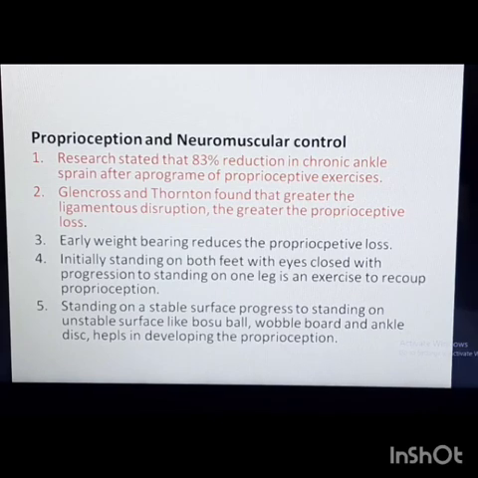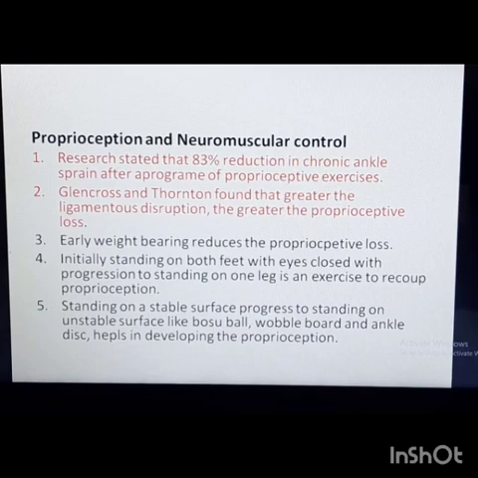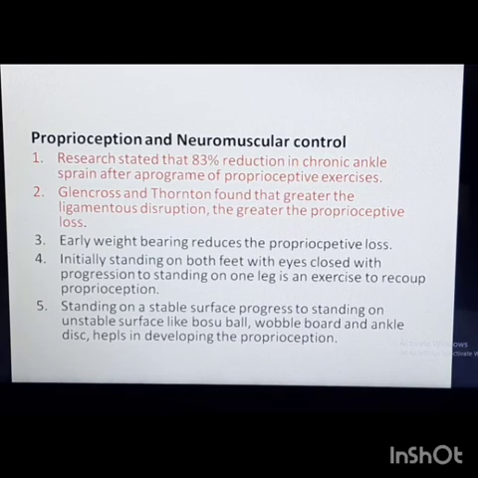So how do you progress? Initially standing on both feet with eyes closed, with progression to standing on one leg, is an exercise to recoup the proprioception. Standing on a stable surface, then progressing to standing on an unstable surface like a BOSU ball, wobble board and ankle disc, helps in developing proprioception.